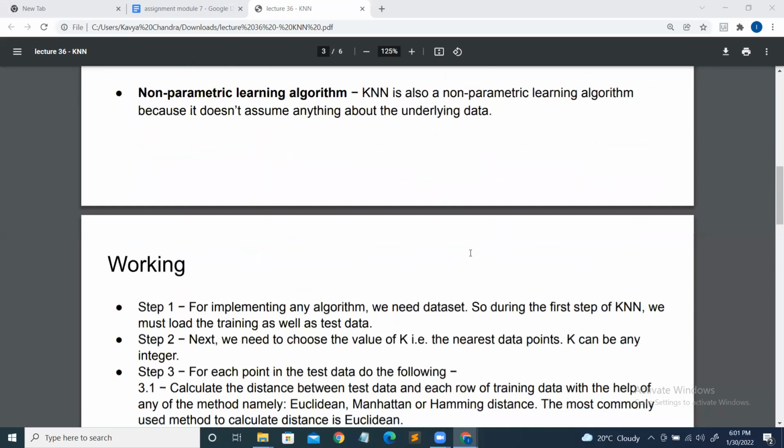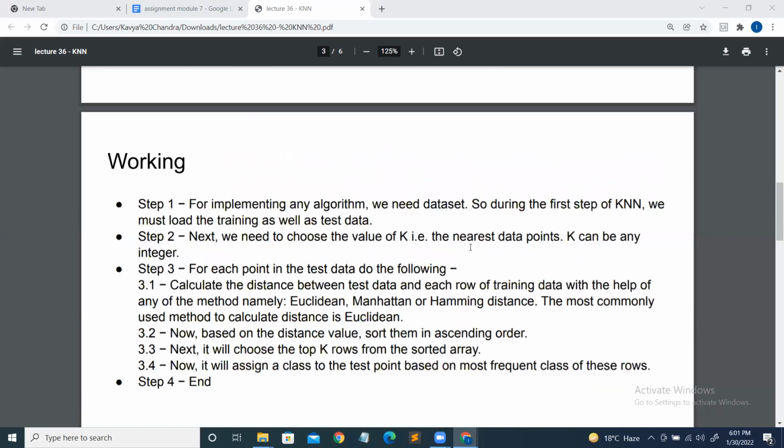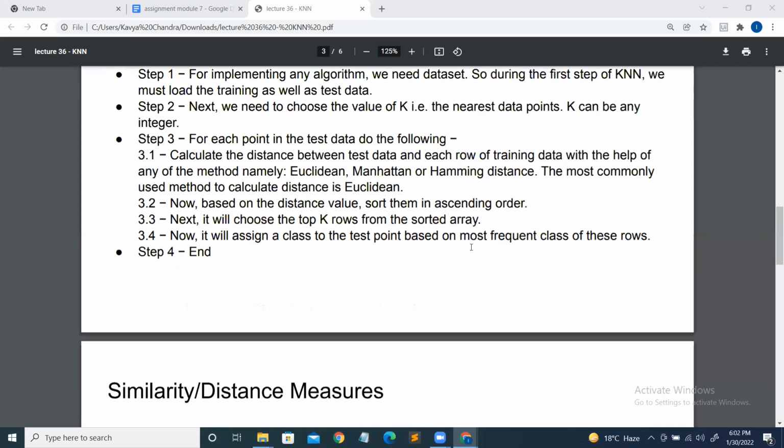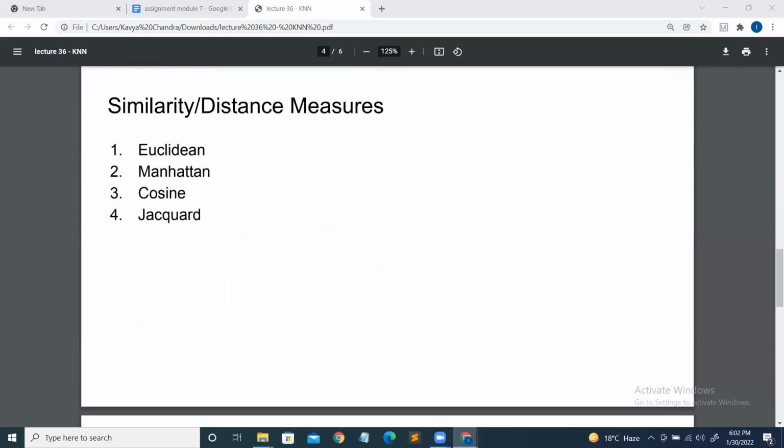Now, these are some steps, but rather than going through the steps, let me help you understand them intuitively. We have talked about this so many times: each data point is a row, each row has columns, and each column adds a dimension, and it can be represented in an n-dimensional plane by a point.